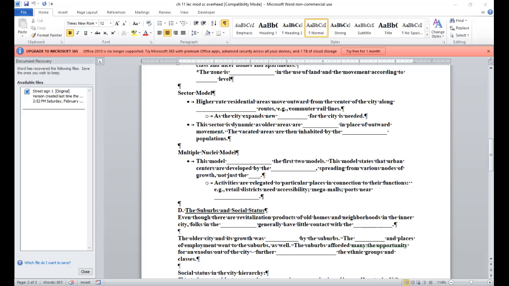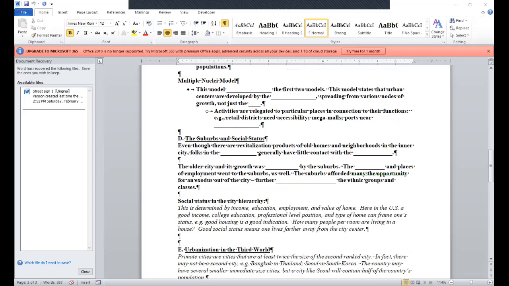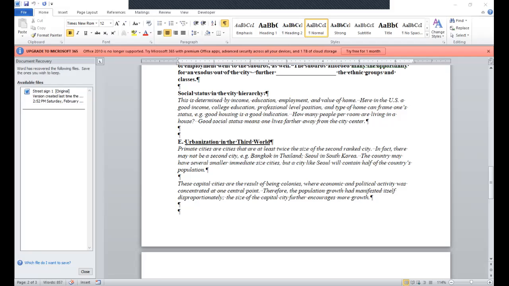Social status and the city hierarchy. This is determined by several things: income, education, employment, and the value of the home. Here in the United States, a good income, college education, professional level position, and type of home can frame one's status. A good housing indicator would be people per room.